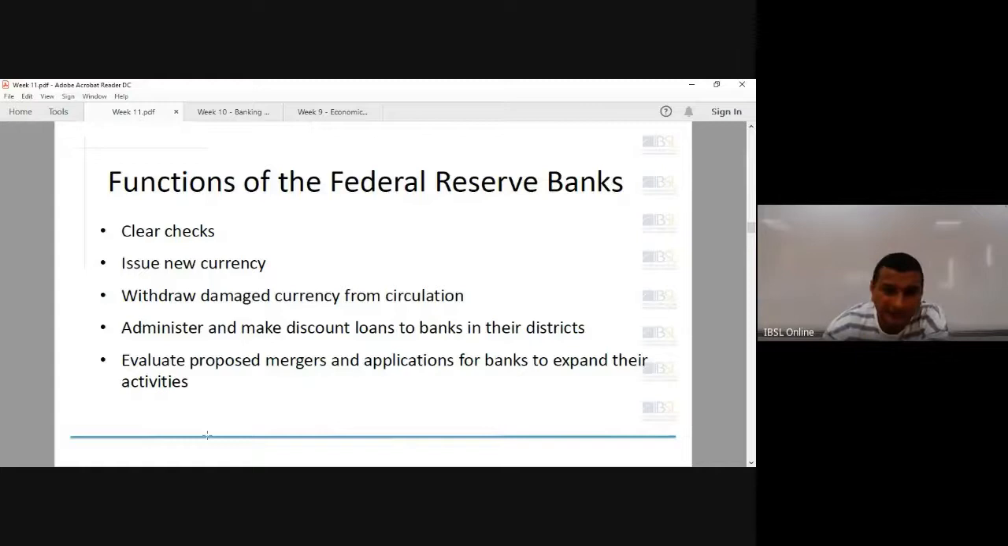So that's happening in countries irrespective of whether it's developed or developing or emerging. Everywhere they try to make sure their currency is clean, and people are responsibly using the currencies for economic activities. And also the Fed Reserve administers and makes discount loans to banks in their districts. I mean, it's the lender of last resort to some extent. You can access the Fed Reserve and then borrow money.